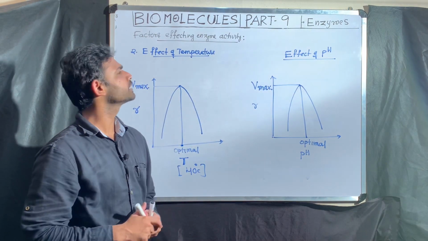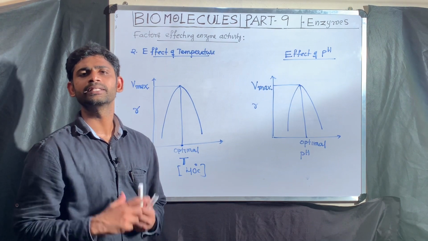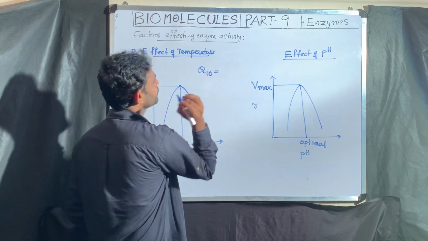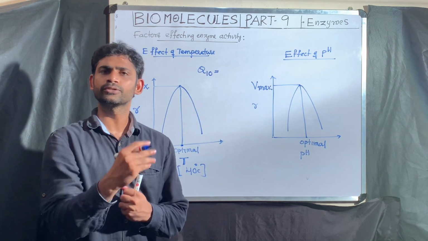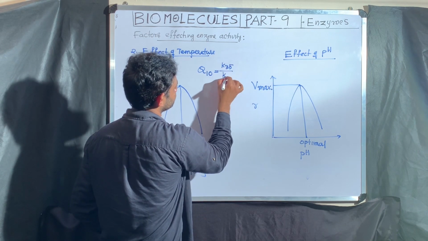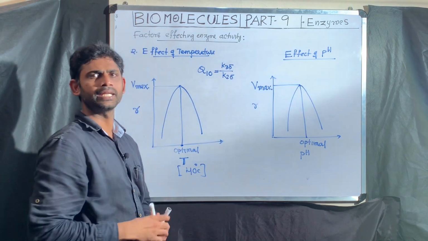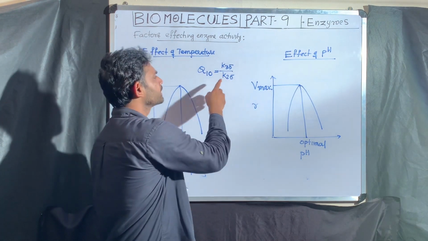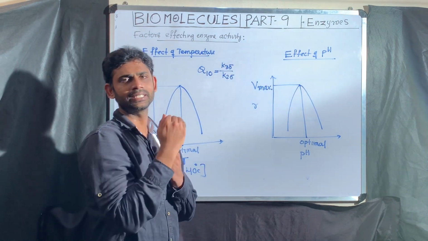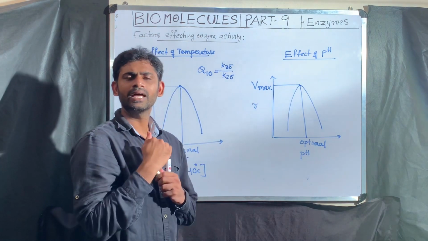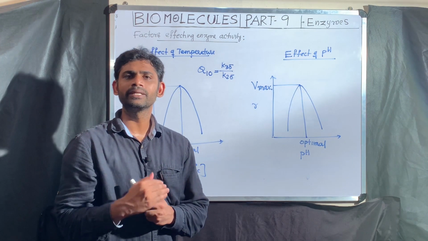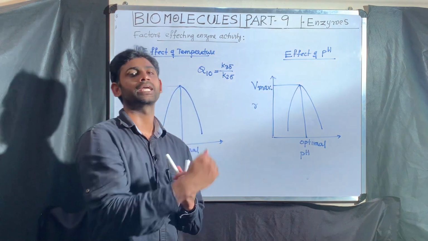Here, what is important? Regarding the effect of temperature on enzyme activity, there is a constant called Q10, the temperature coefficient. What does Q10 mean? The temperature coefficient, for example, K35 by K25. What it means is that if the temperature is increased from 25 to 35, a difference of 10 degrees, then when the temperature increases by 10 degrees centigrade, the enzyme activity increases around 2 times.